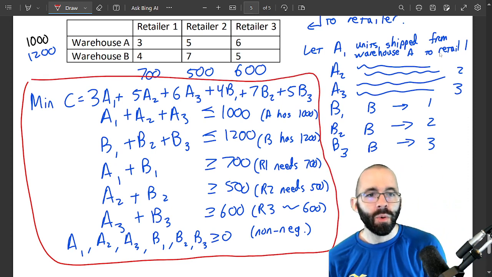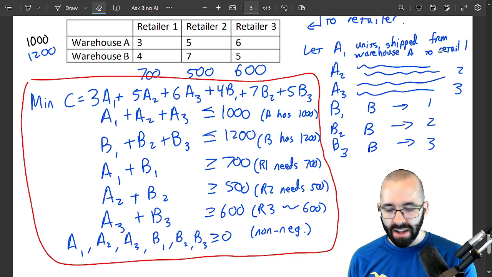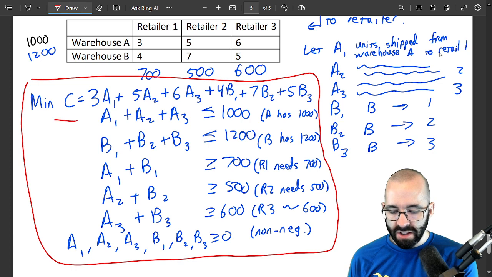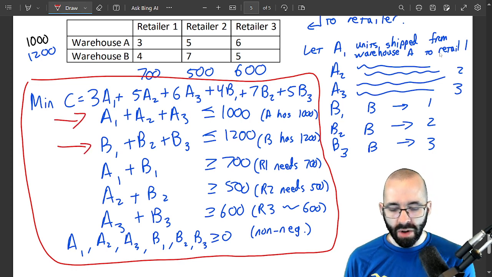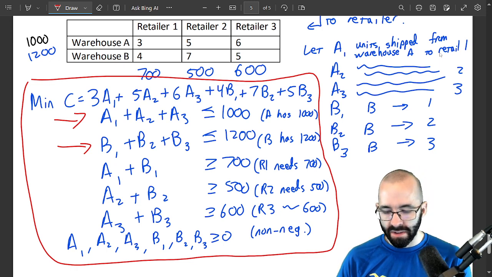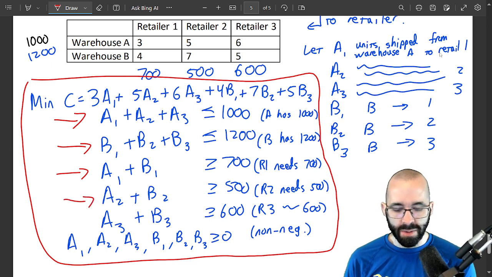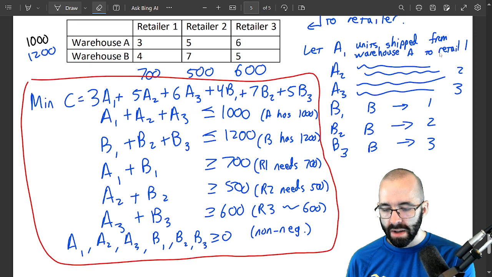One of the nice things about naming our variables this way is that these constraints actually make sense. This first constraint is the requirement for warehouse A. It just has a bunch of A stuff. This one, the requirement for warehouse B, has a bunch of B stuff. The requirement for the first retailer has a bunch of 1s as the subscripts, then 2s as the subscripts, so it looks really nice that we named it this way. All right, so this is our linear program.